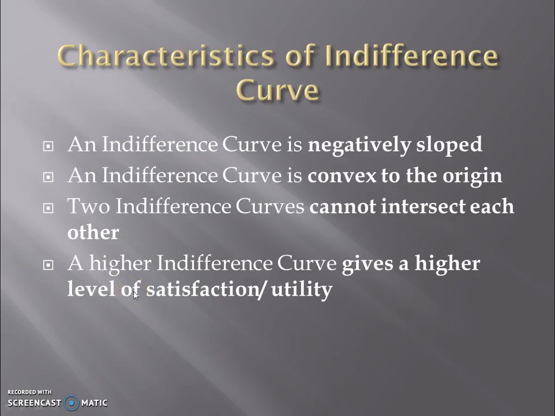Let us look at some of the characteristics of the indifference curve. Number 1, it is negatively sloped, as you've seen in the graph. 2, it is convex to the origin, which is again clear in the graph. 3, two indifference curves cannot intersect each other. And finally, a higher indifference curve gives a higher level of satisfaction or utility. Why are these the characteristics of indifference curve, and why cannot the shape of the indifference curve be something else?